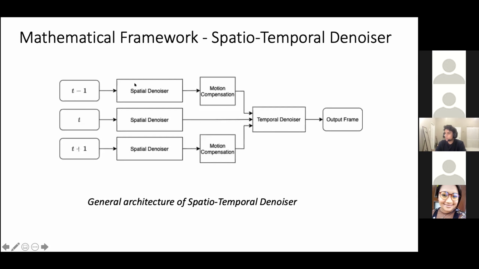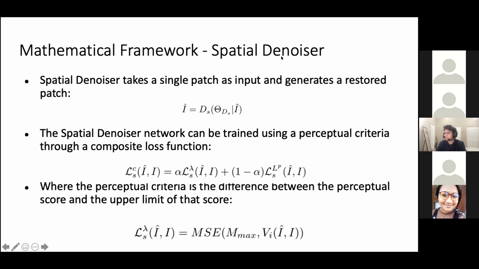So now we're going to talk about the spatial denoiser and the temporal denoiser. We're going to start to discuss how we're going to train the spatial denoiser using not only MSE, but also using VMAF. And we're going to do the same for the temporal denoiser. Okay, so first of all, the spatial denoiser. The spatial denoiser, DS, which is a neural network, takes a single patch as input, I tilde, and generates a restored patch I hat. So what this says is that DS takes in I tilde and you get this restored patch at the output.